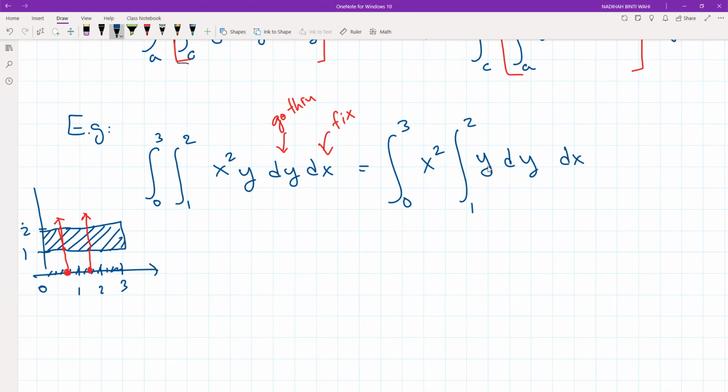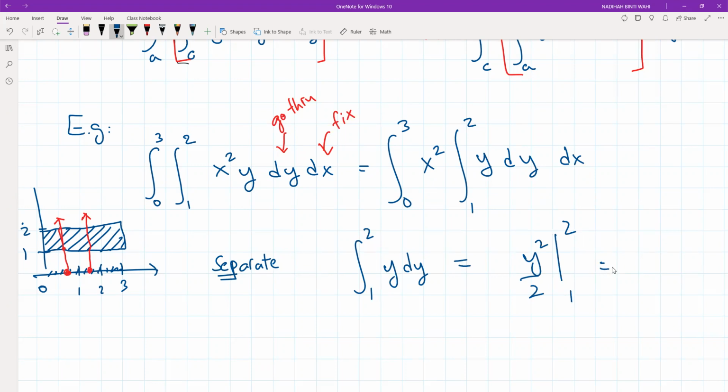So mungkin ini nampak messy, saya boleh separate this. This is a separate problem. Integral from 1 to 2, y dy. Nilai dia berapa? So dia akan jadi y squared over 2 from 1 to 2. So nilai dia berapa? 4 minus 1. Apa dia? Apa nilai dia?